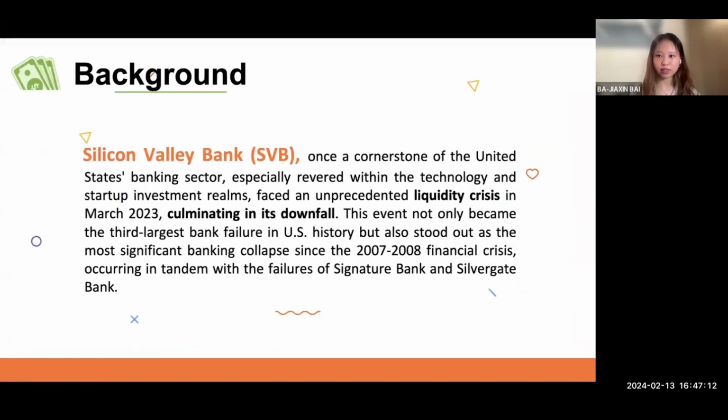Actually, the main character of this case, SVB, is a cornerstone of the United States banking sector, especially within the technology and startup investment realms. In 2023, they faced a really severe and unprecedented liquidity crisis, culminating in its downfall. This event not only became the third largest bank failure in U.S. history, but also stood out as the most significant banking collapse since the 2007 financial crisis, occurring in tandem with the failures of Signature Bank and Silvergate Bank.